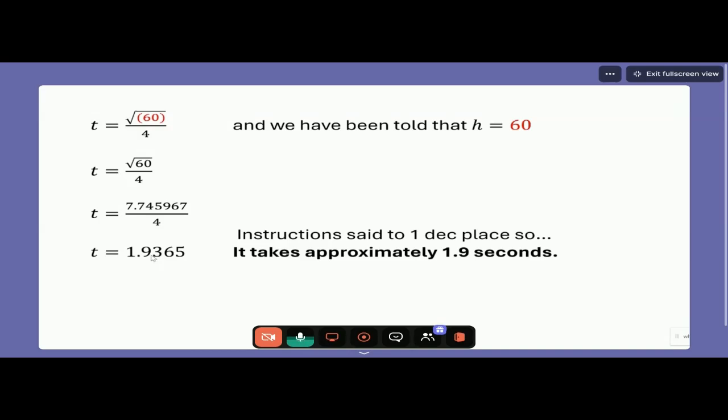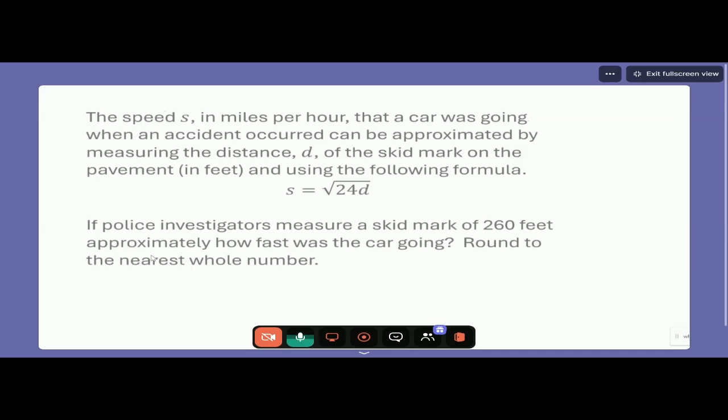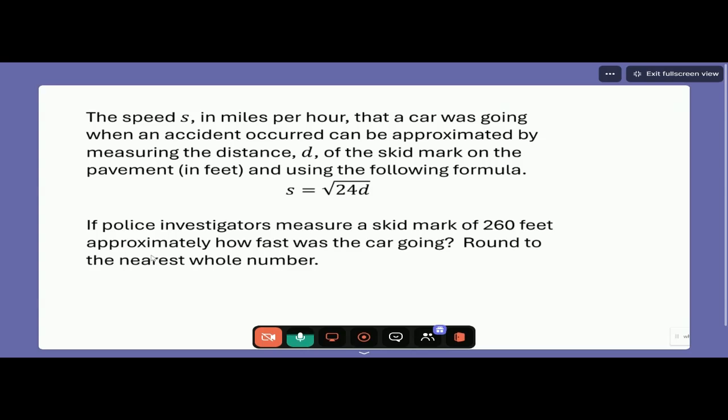So there's example number 1. Let's look at example number 2. The speed s in miles per hour that a car was going when an accident occurred can be approximated by measuring the distance d of the skid mark on the pavement in feet and using the following formula. I do apologize, by the way, that all these examples are in feet and miles. Obviously, they were originally created not by a Canadian organization, but by something from the US, most likely. I'm still working in feet and miles and stuff.